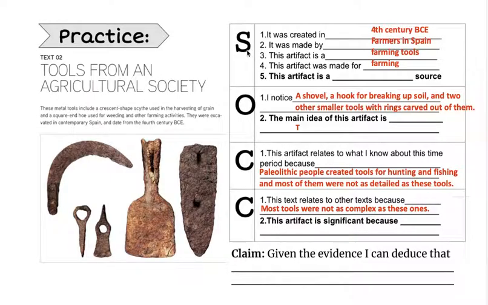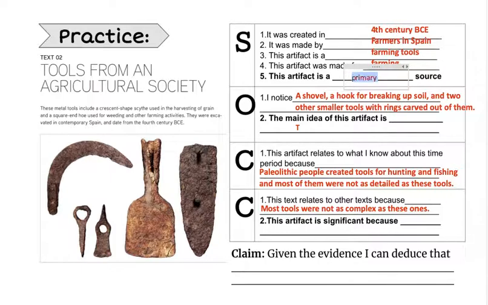The only addition to the S box is identifying whether or not it's a primary or secondary source. So I need to ask myself, were these tools, my artifact, created during the time period by the people who lived there, or are these a reconstruction? So I'm going to look over my caption. They were excavated in contemporary Spain and date to the 4th century BCE. Okay, so that right there tells me that these are in fact primary sources.